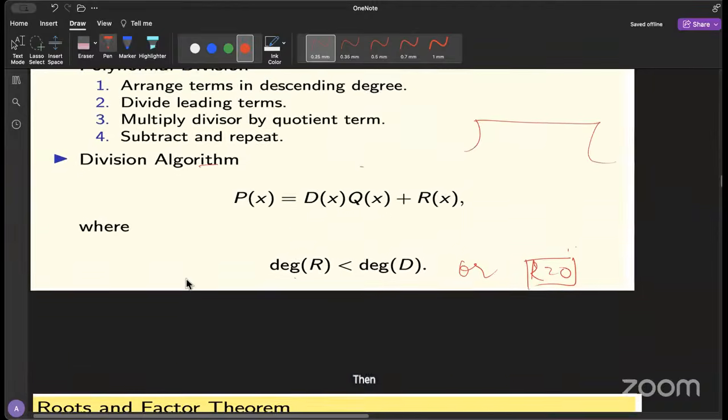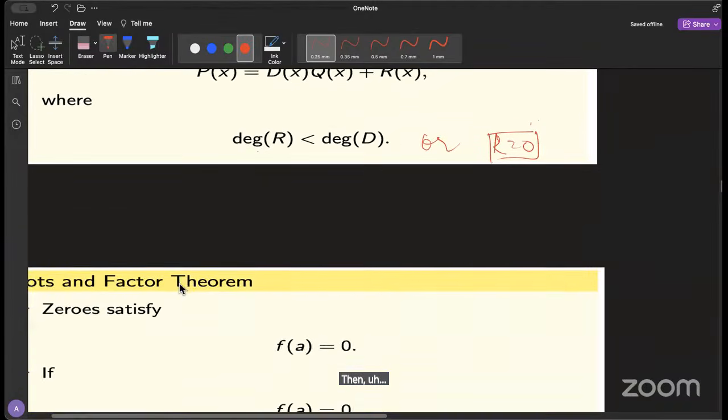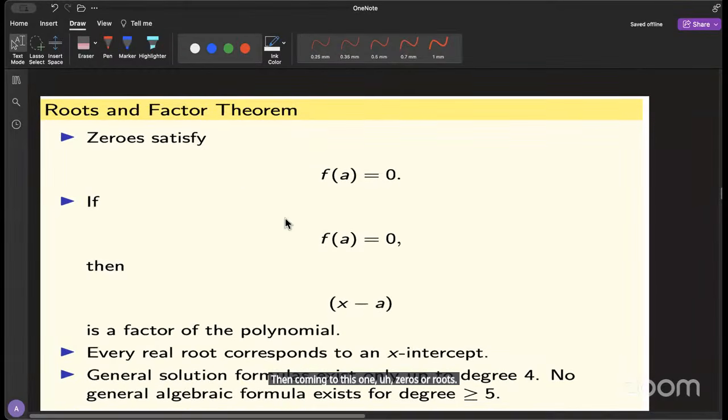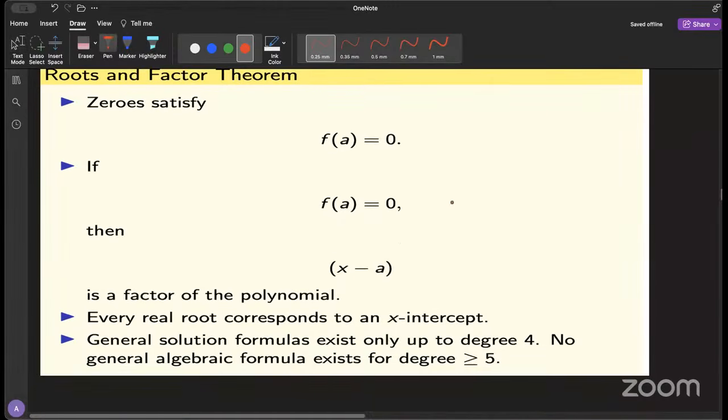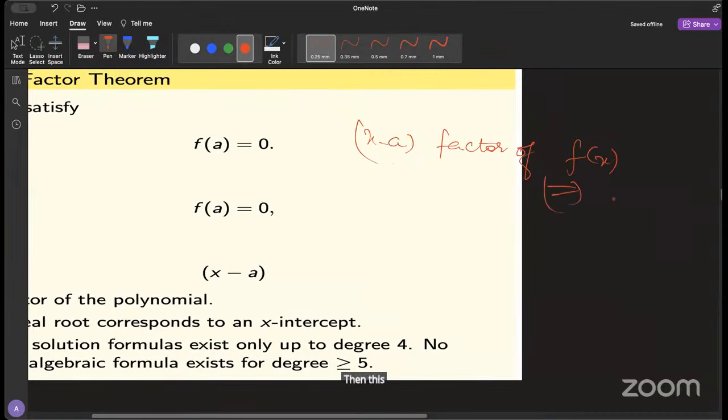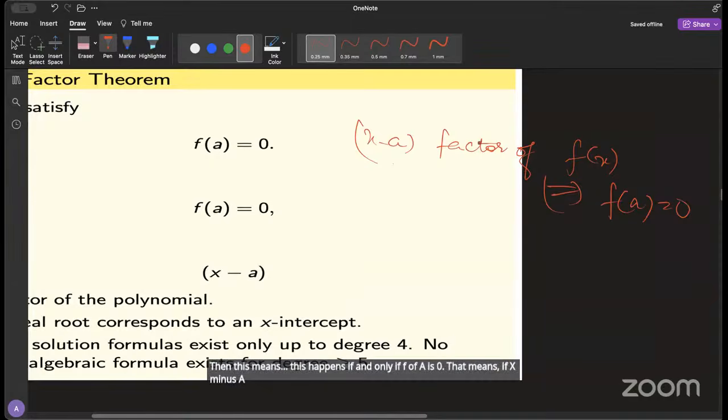Then coming to this one, zeros or roots. Your factor theorem is basically: if x minus a is a factor of f(x), then this happens if and only if f(a) is 0. That means if x minus a divides f(x), then f(a) should be 0.